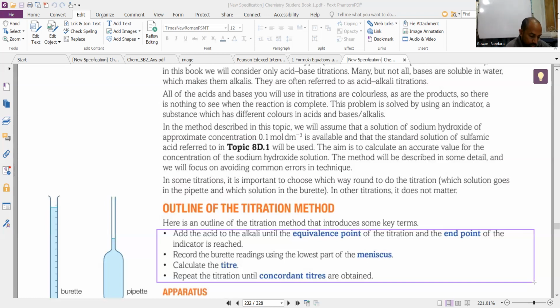It's meniscus. We learned the same thing, right?